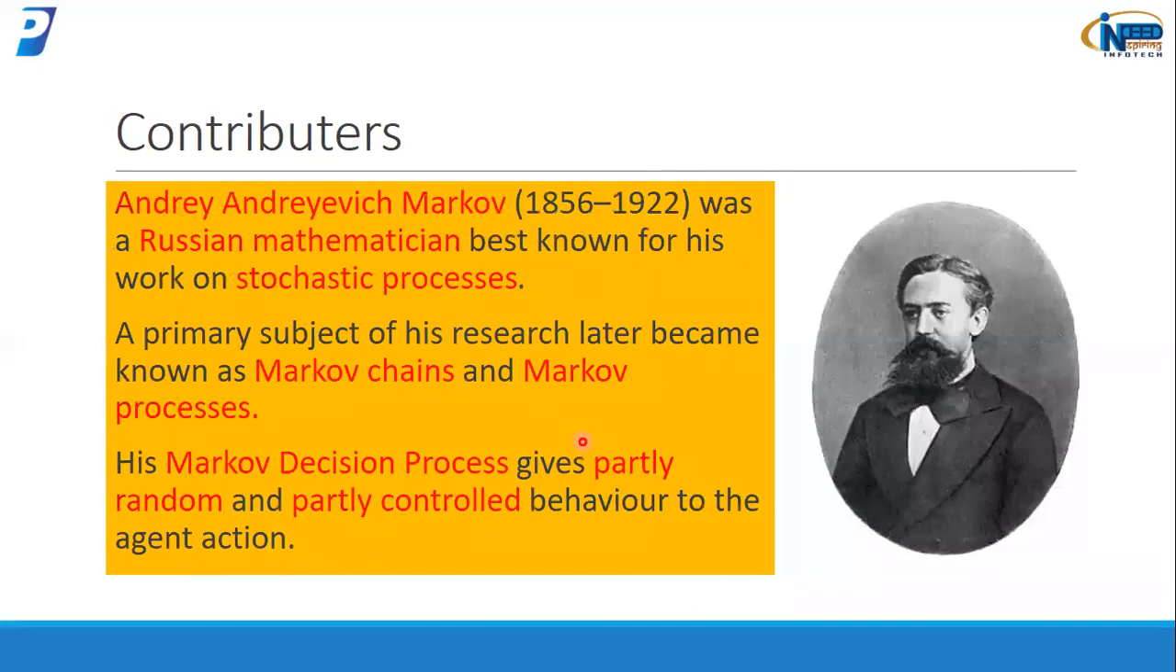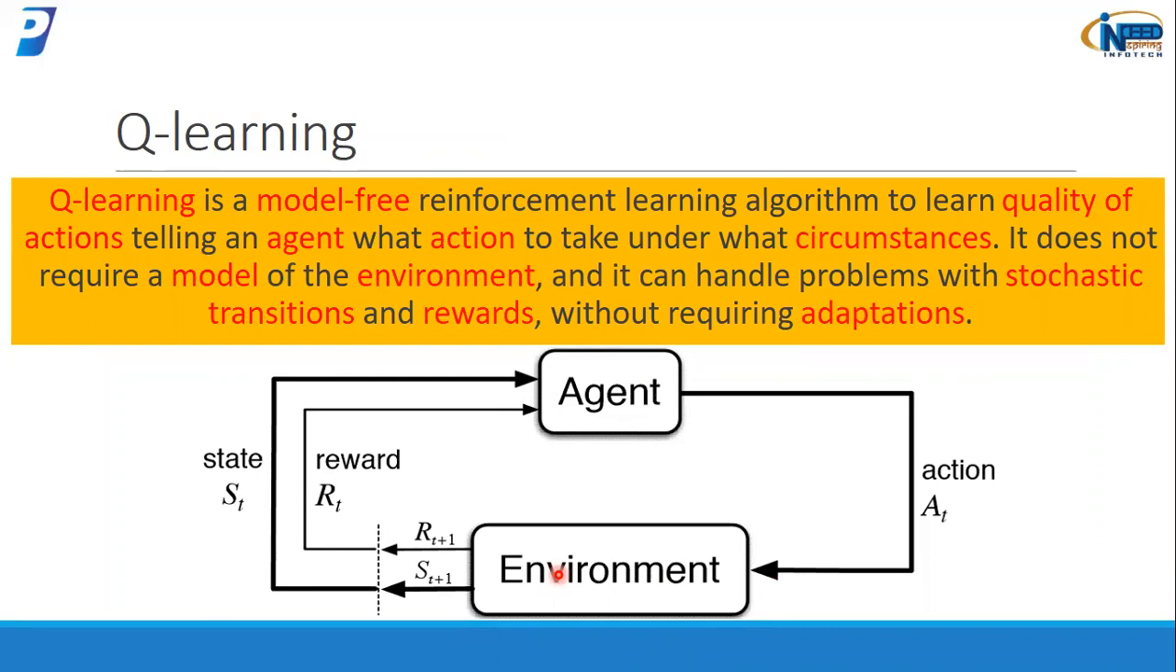We have another contributor here, Andrei Markov. He was a Russian mathematician and best known for his stochastic processes. Do you know about stochastic processes? If you want to know, please let me know. I'll create a video for it. The primary subject of his research became Markov chains and Markov processes, and that is something of our interest here. His Markov decision processes gave a partly random and partly controlled behavior to the agent's action. So this is another important part in reinforcement learning. And these actually form a concept called Q learning.